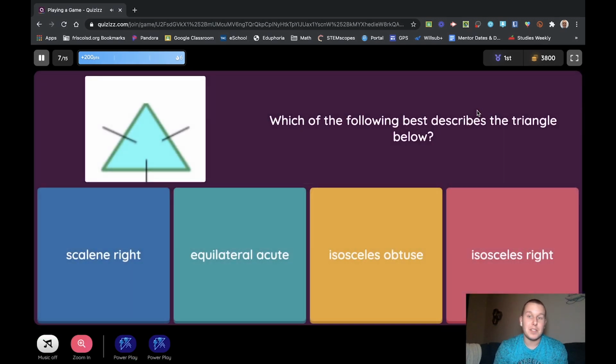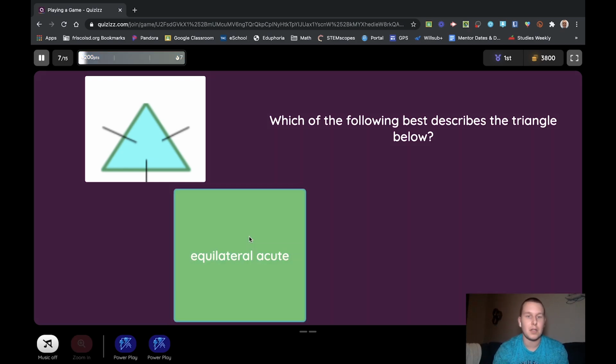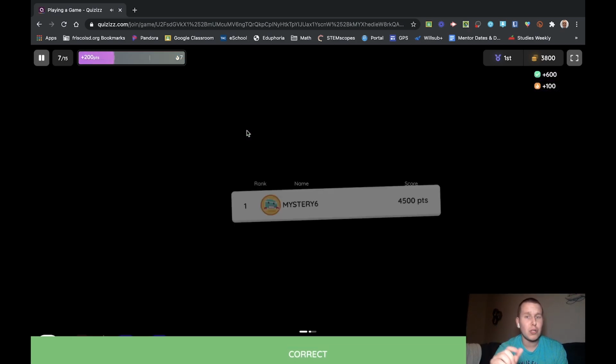Which of the following best describes the triangle below? We've got a scalene right, equilateral acute, isosceles obtuse, and isosceles right. Again, these little dashes right here, that means that they're congruent to each other. And from what we just learned in the last question, congruent means equal. So equal, equilateral, and acute, all equilateral triangles are acute. Oh, look at it, it's so acute.